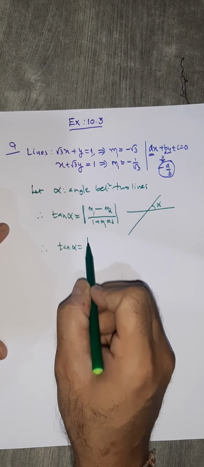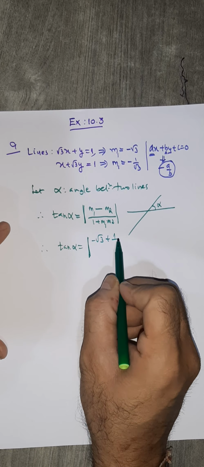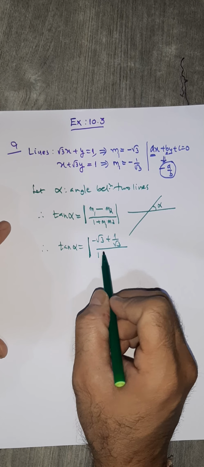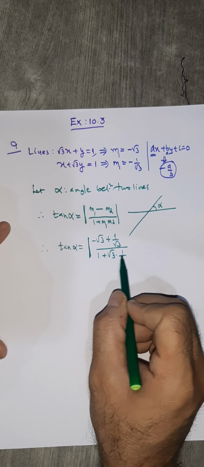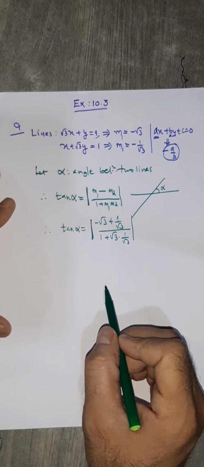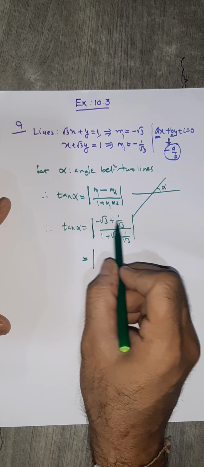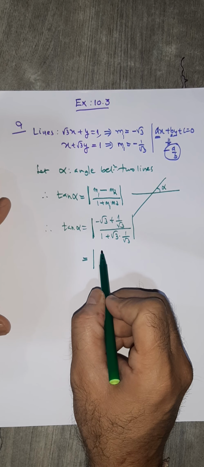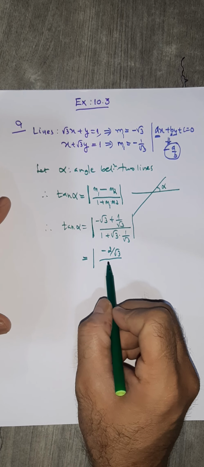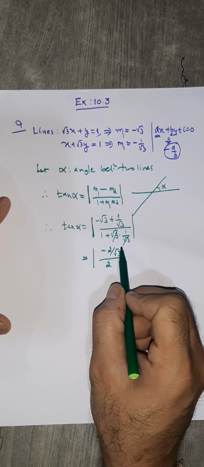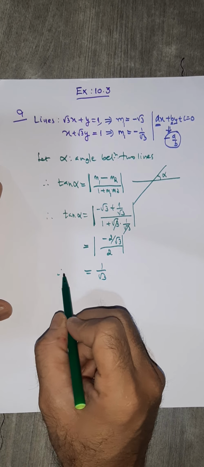What is m1? m1 is minus root 3. So this will be plus 1 by root 3, upon 1 minus minus will be plus, so this remains plus only, root 3 into 1 upon root 3. Now just simplify here. So what we'll get from this? If I take LCM, this is minus 3 plus 1, so minus 2 by root 3 upon, this is just 2 because root 3 will get cancelled. So we are getting just 1 by root 3, tan alpha equals to 1 by root 3.